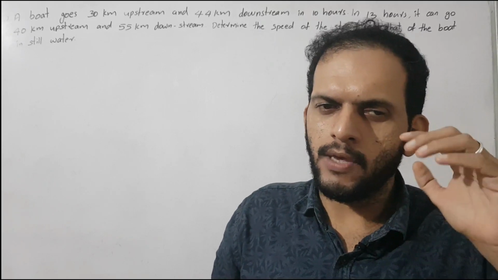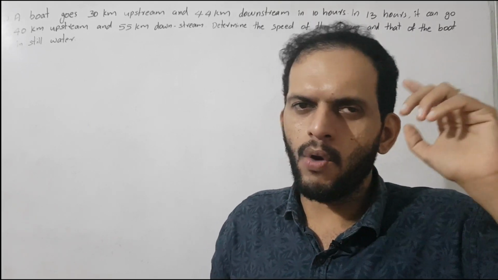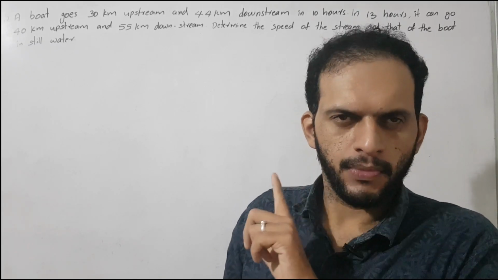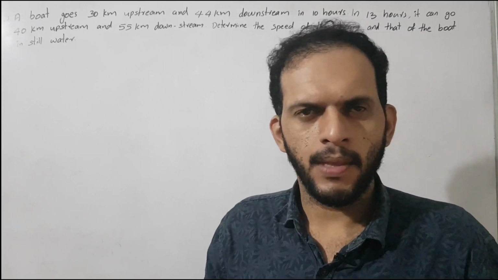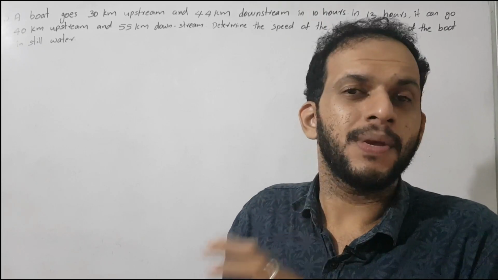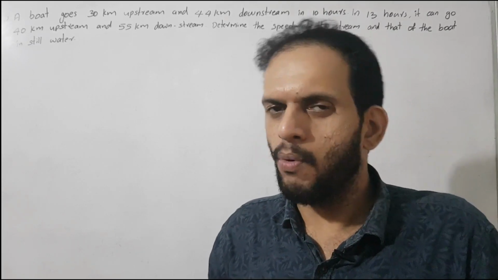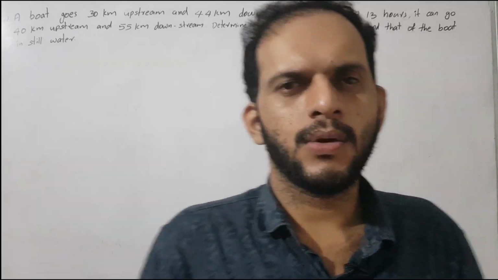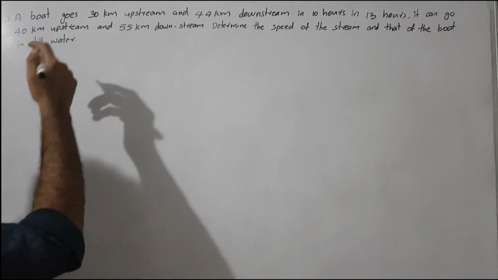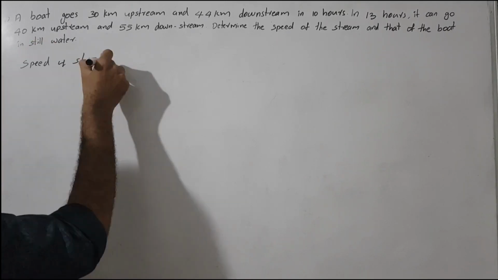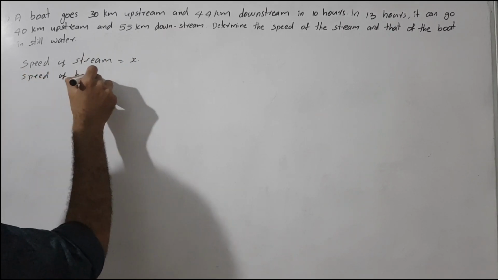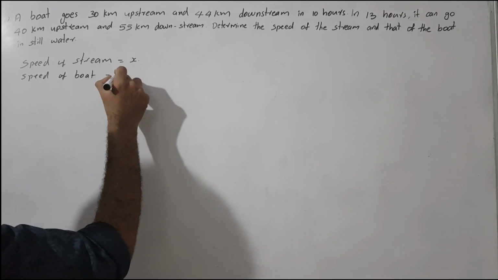Okay, so if we need to move upstream, always the boat speed is more than the speed of the stream. If we go downstream, the speed is the speed of stream and speed of boat. Clear? So we are starting the question like this. Don't forget this idea. Speed of stream is equal to x, speed of boat is equal to y.